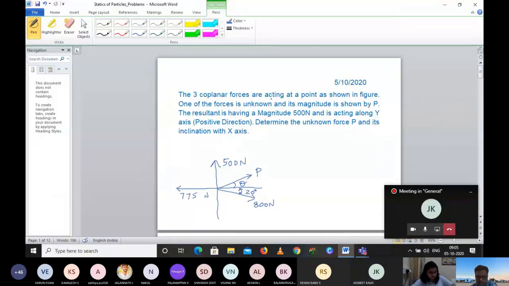Please take down the question: three coplanar forces. Anyway, I will share this PPT also. You can listen. So three coplanar forces are acting at a point as shown in the figure.